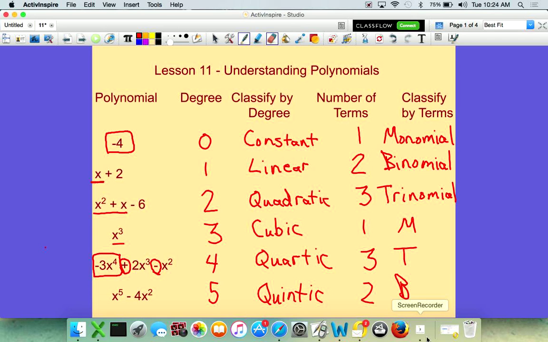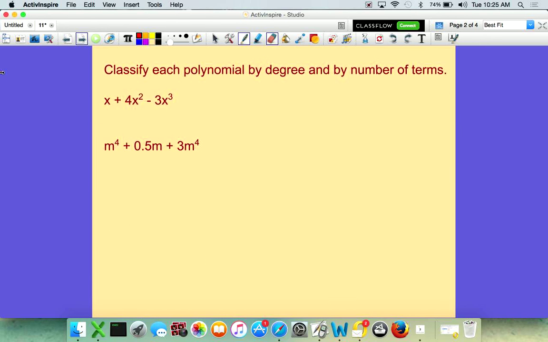Now this is where it can get kind of confusing. If you have more than 3 terms, it doesn't matter if it's 4 or 12 or 17 or 100. After that, they're all called polynomials. I get that this is called a polynomial here, but if you classify it by the terms, anything greater than 3 is also a polynomial. Next page, classify each polynomial by degree and by the number of terms.